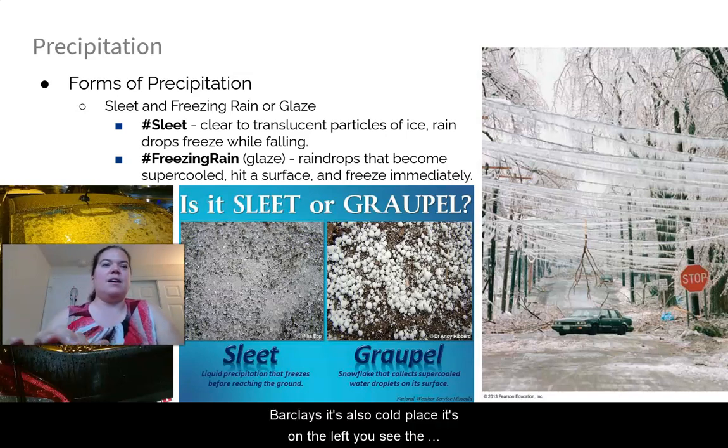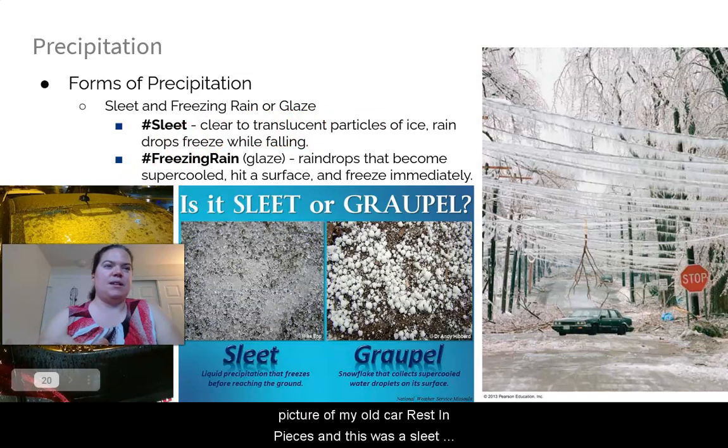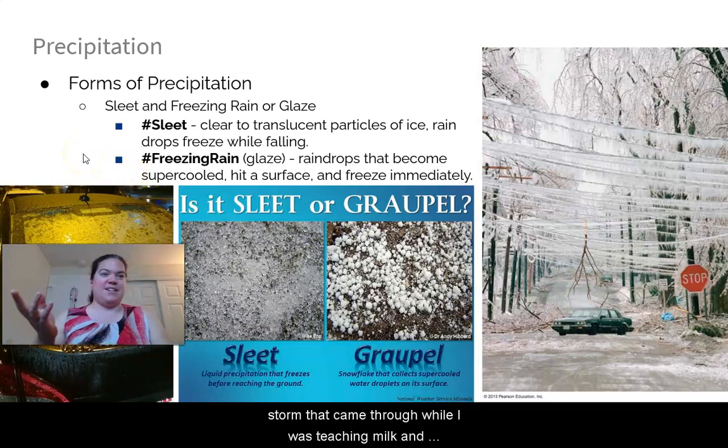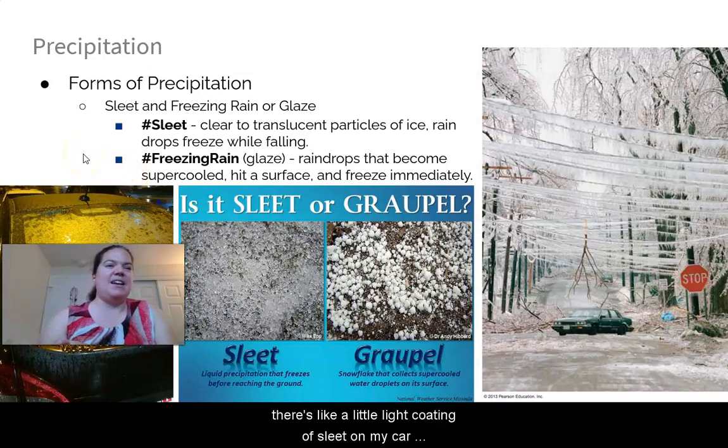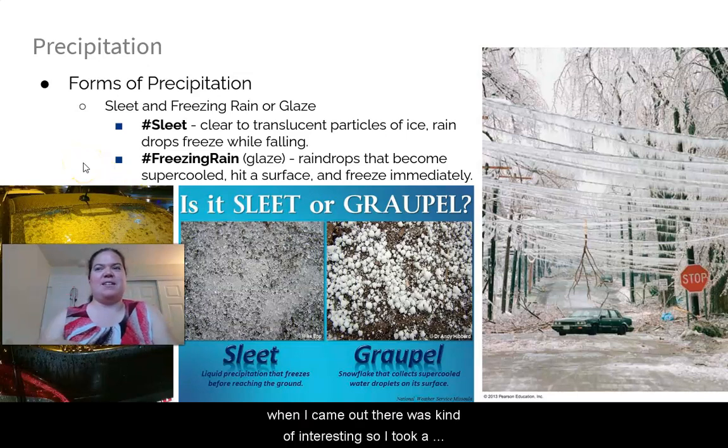It's also called glaze. So on the left, you see the picture of my old car, rest in pieces, and this was a sleet storm that came through while I was teaching. So this is at Rockville, and there was a little light coating of sleet on my car when I came out. That was kind of interesting. So I took a picture for you.